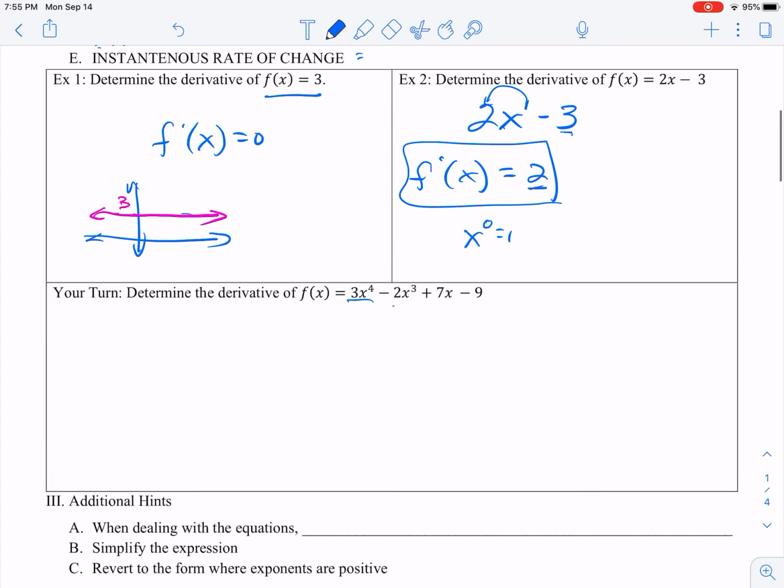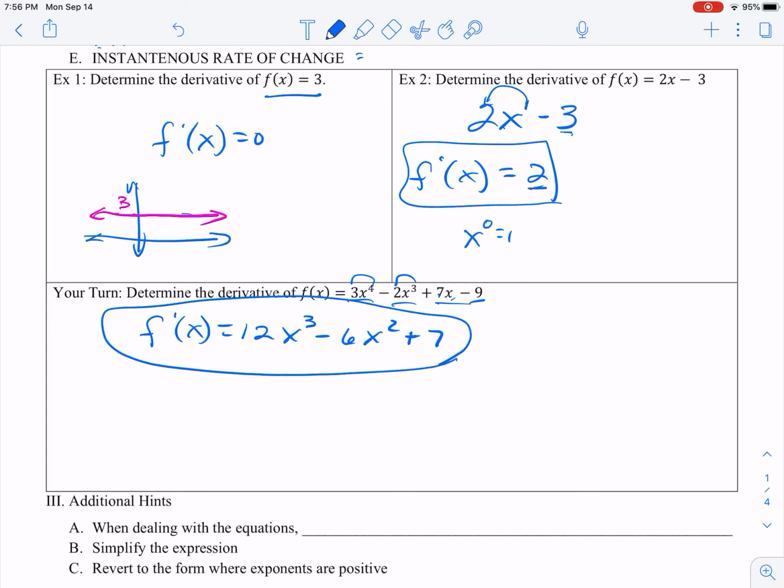Okay? This one's a long one. It's got 4 terms. You can do them all at once. So 4 times 3 is 12x cubed. 3 times 2 is 6x, subtract 1. The derivative of 7x is plus 7. The derivative of 9 is 0. Boom, you're done. Easy peasy.